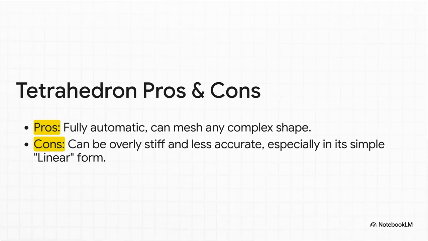So let's talk about the tetrahedron, or TET for short. Its superpower is automation. Seriously, it's the go-to element when you have a super complex part and you just need to get it meshed fast. But there's a downside. In its most basic form, a TET can be a little too stiff in a simulation. That means it might not deform as realistically as it should, which can mess with your accuracy.